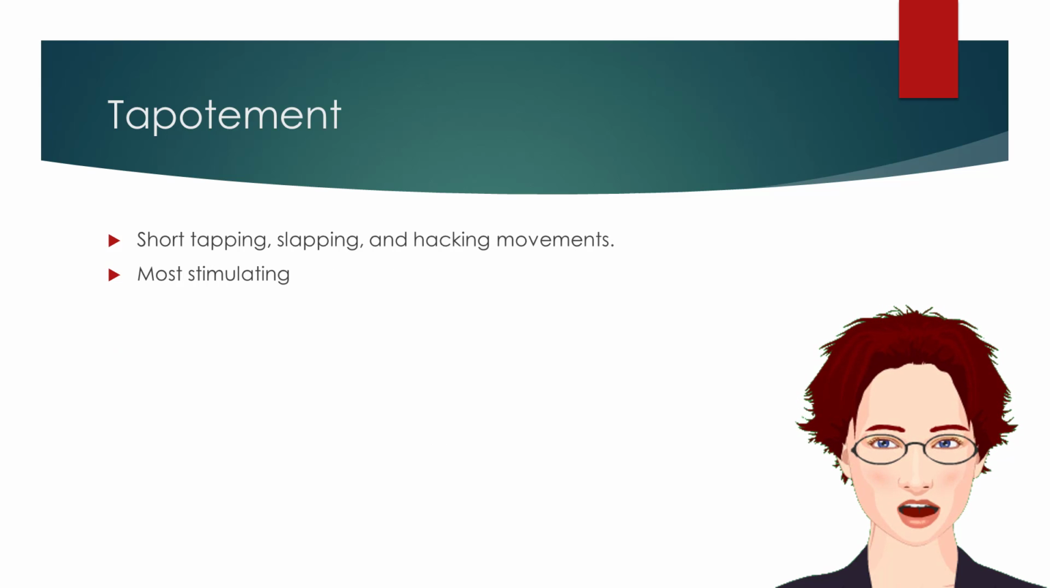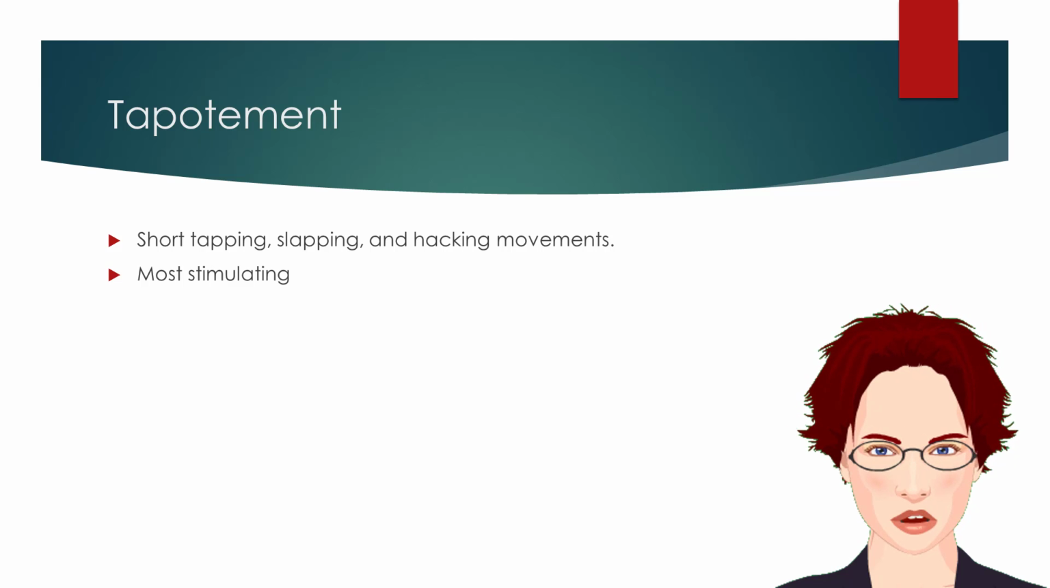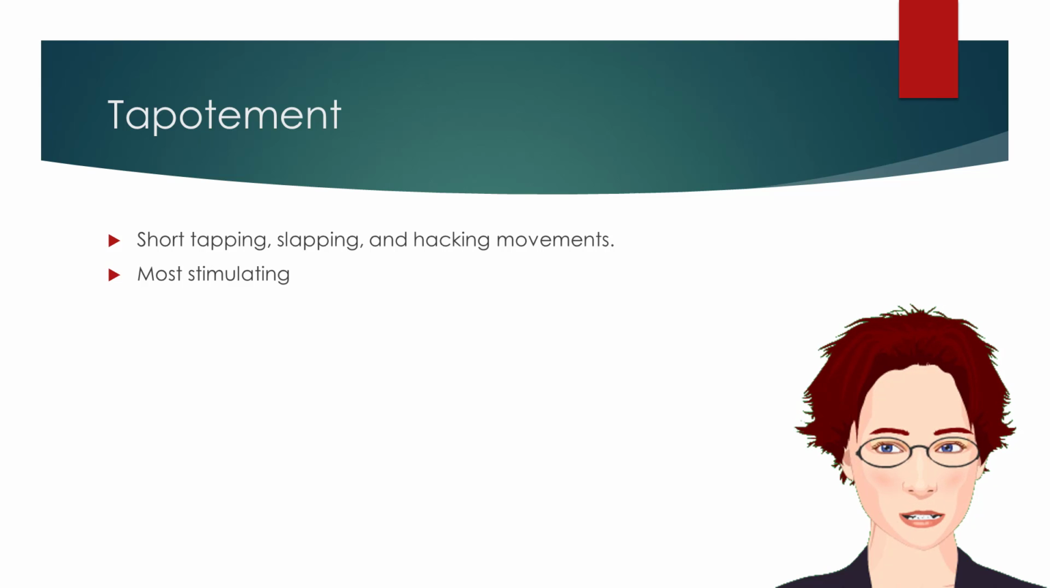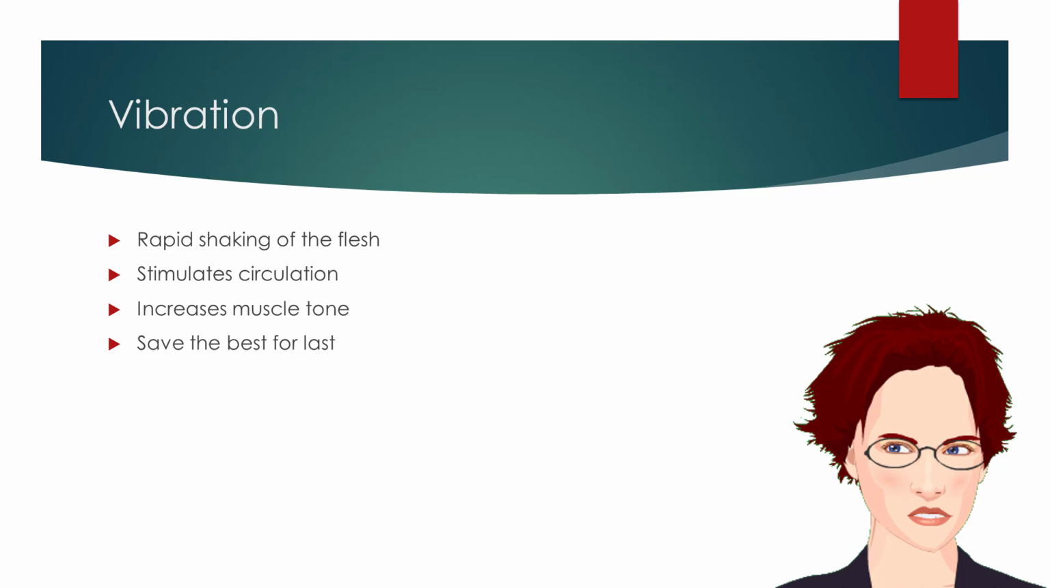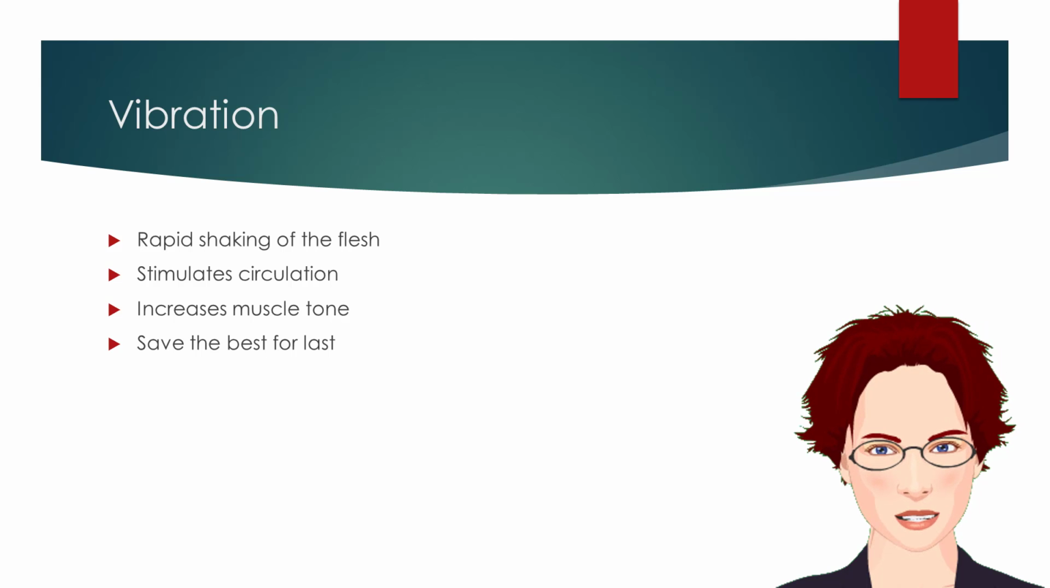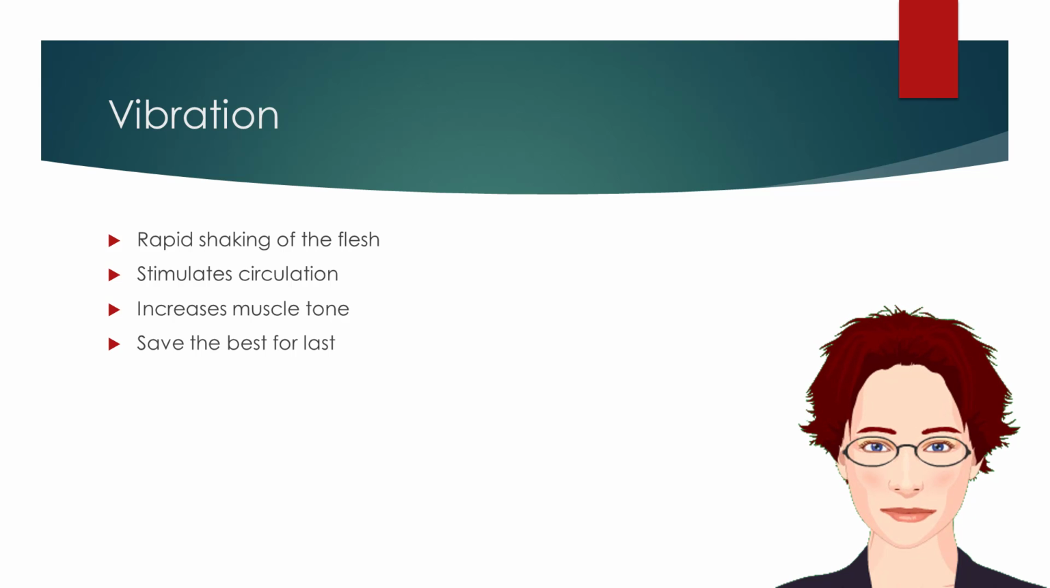Tapotement consists of short, quick, tapping, slapping, and hacking movements. This technique is highly stimulating, and helps to increase blood circulation. Vibration consists of rapid shaking of the flesh. It is used to stimulate circulation, and increases muscle tone.